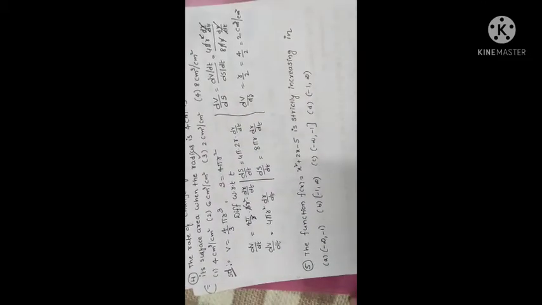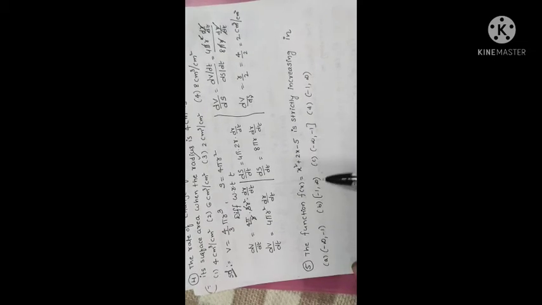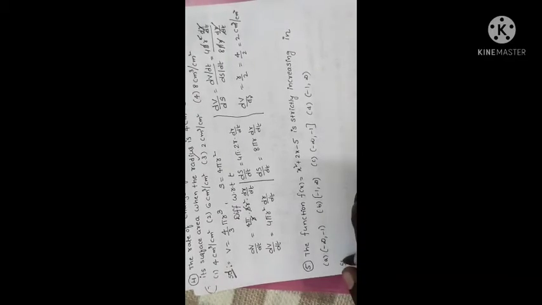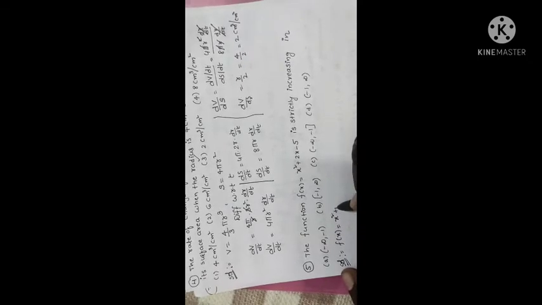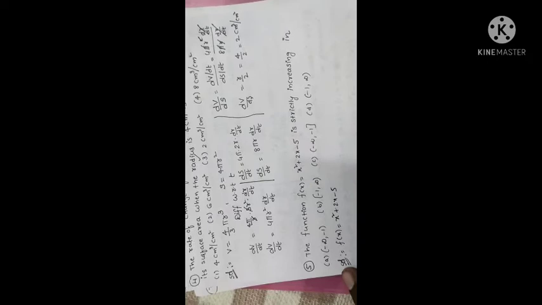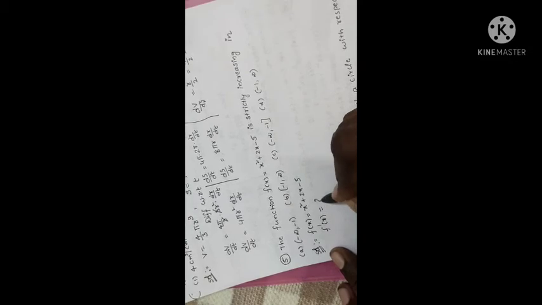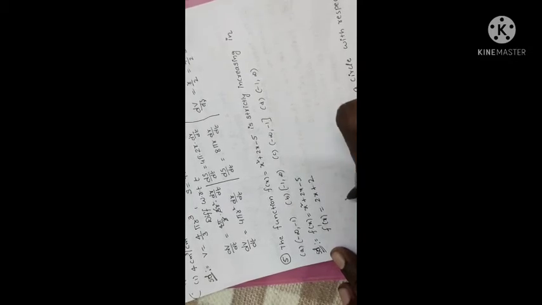Okay. Next, we'll discuss the fifth question. What is the fifth question? The function is steadily increasing in which interval? Simple question. What is the given function? f of x is equal to x square plus 2x minus 5. If you differentiate this function with respect to x, f dash x is equal to 2x plus 2.